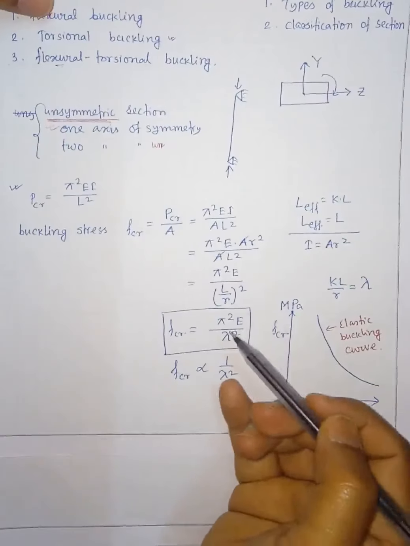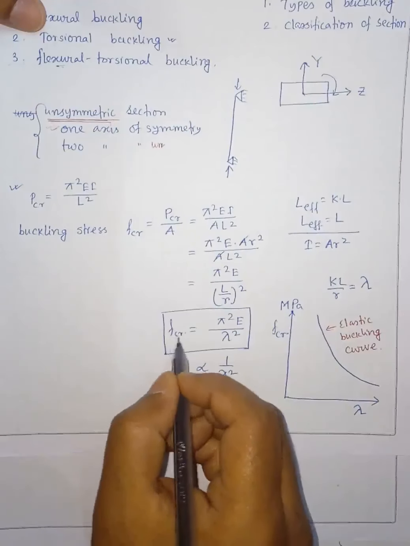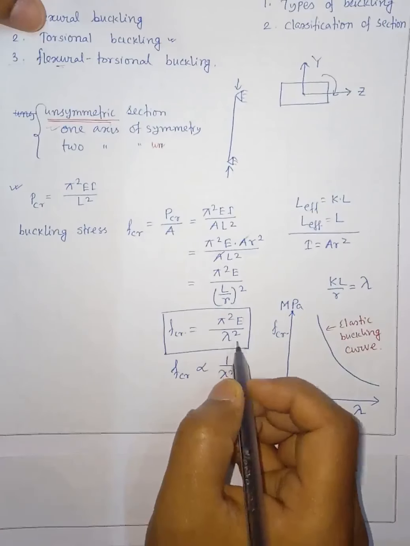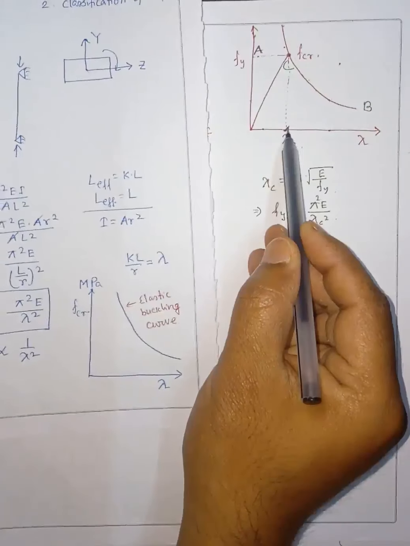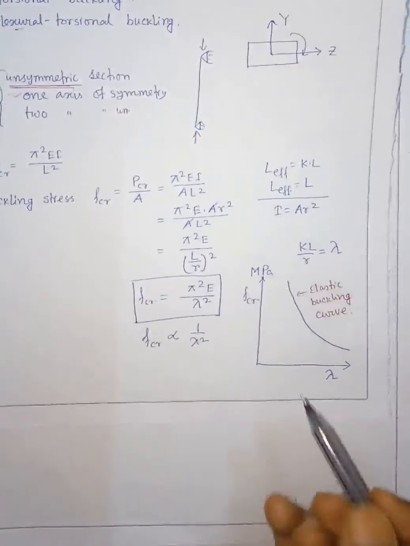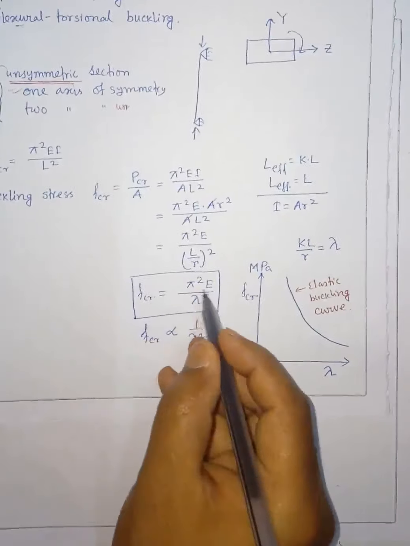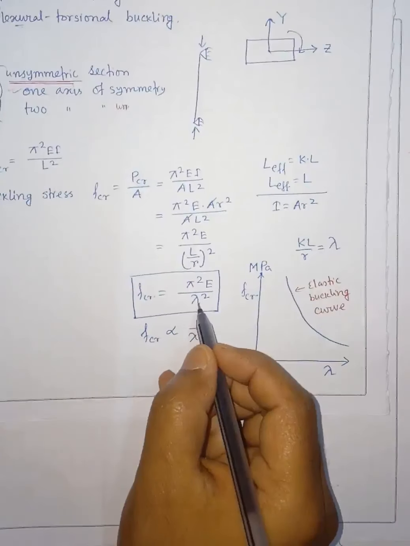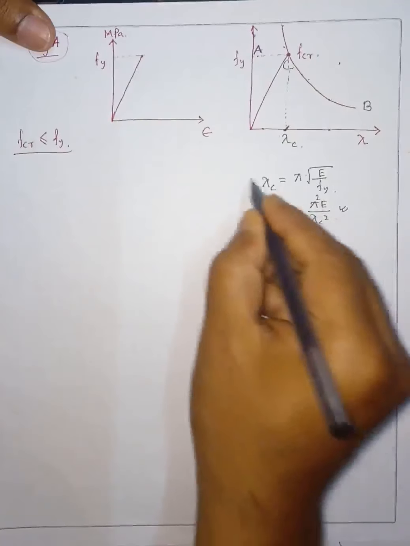So this is the basic formula. FCR was pi square E by lambda square. So stress is equal to pi square E by lambda square. For this point, the corresponding stress is Fy. So we will replace this FCR by Fy, giving pi square E by lambda c square. From this equation we can write this lambda c.